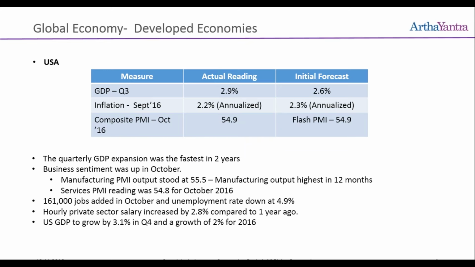Composite PMI is also up. It's at about 54.9. Once again, this indicates that the business sentiment is up in October. Manufacturing PMI stood at 55.5, the highest it's seen in almost 12 months. Services activity is also up at about 54.8. 161,000 jobs were added in October. Unemployment rate is down. Wage growth has happened, and the GDP is forecasted to grow at about 3.1% in the present quarter. Overall, the US is expected to expand by 2% this year.